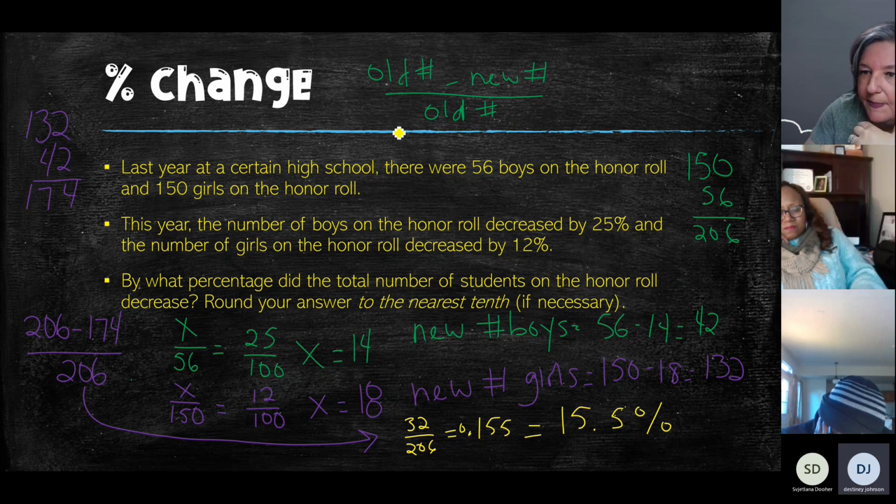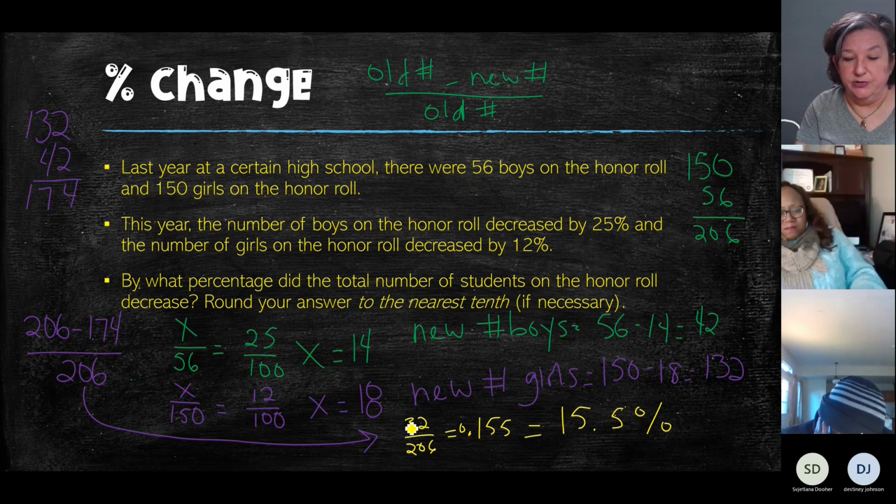Do you think you can clarify for me a little bit more why it ended up being 15.5? Absolutely. So right down here, I took the original number and I subtracted the new number and I got 32. So the difference is 32. That's how many fewer students are on the honor roll this year than last year. And then I divided that by 206.